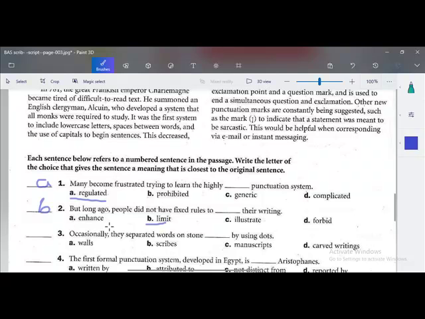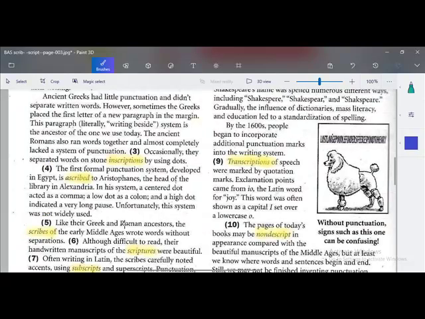Now, let's move back to the text. Ancient Greeks had little punctuation and didn't separate written words. However, sometimes the Greeks placed the first letter of a new paragraph in the margin. The word paragraph literally means writing beside. This system is the ancestor of the one we use today. The ancient Romans also ran words together and almost completely lacked a system of punctuation. Occasionally, they separated words on stone inscriptions by using dots. Stone here, an inscription.